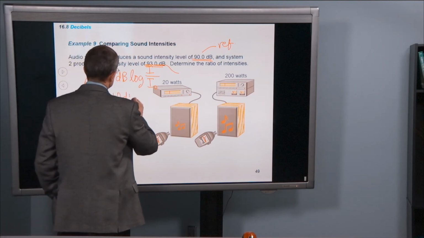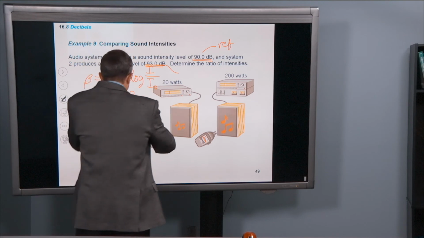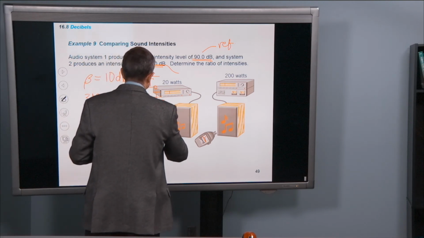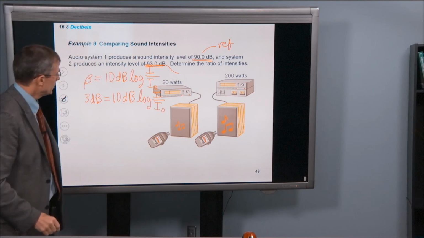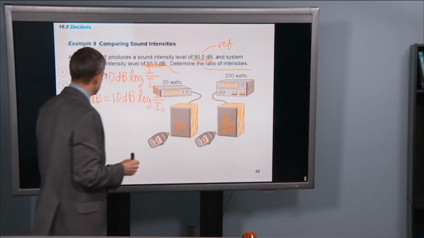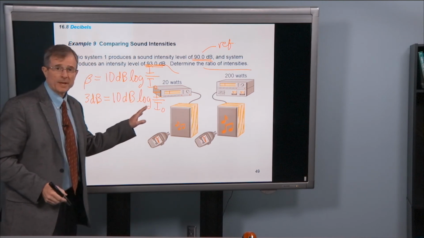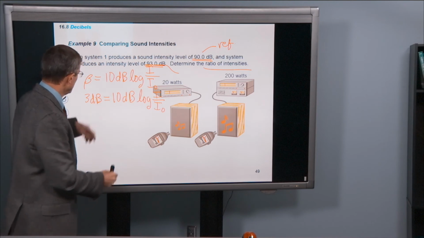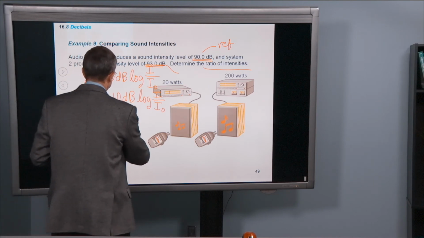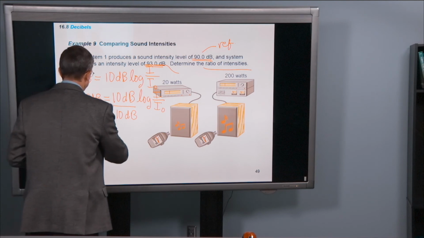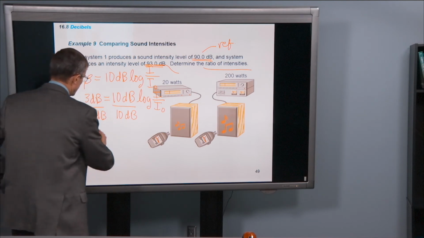So 3 decibels equals 10 decibels times log of I over I naught. Well, how are we going to solve for I over I naught? That's what we want, this ratio of intensities. First of all, we have to isolate the log, and we do that by dividing both sides by 10. 3 divided by 10 is just our old friend 0.3.